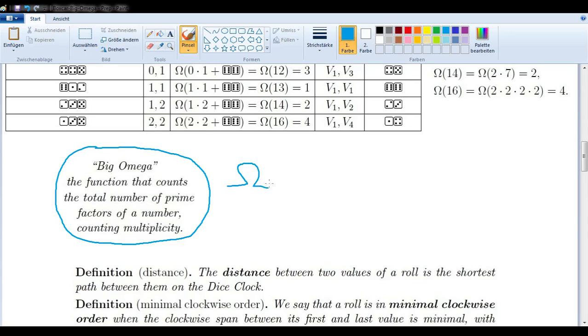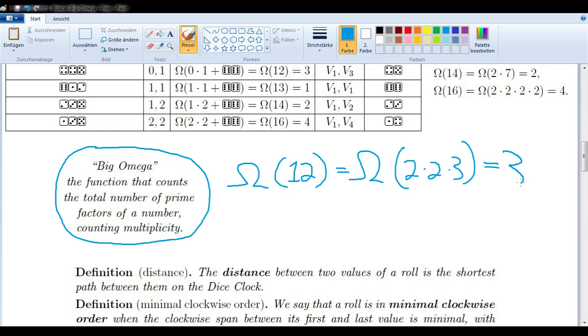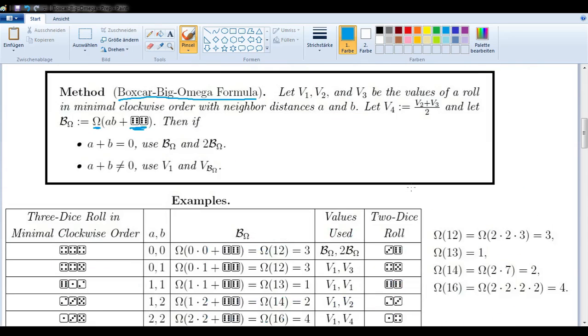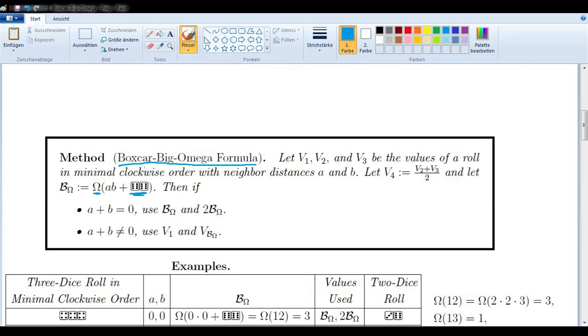So for example, big omega of 12 would be 3, since 12 is 2 times 2 times 3. Right? It just counts the prime factors regardless of whether they're repetitions or not. Okay, that's why it's called the Boxcar-Big-Omega formula, because we use big omega and we use boxcars to define a certain term that will be used in determining the answer. So this is the entire method.